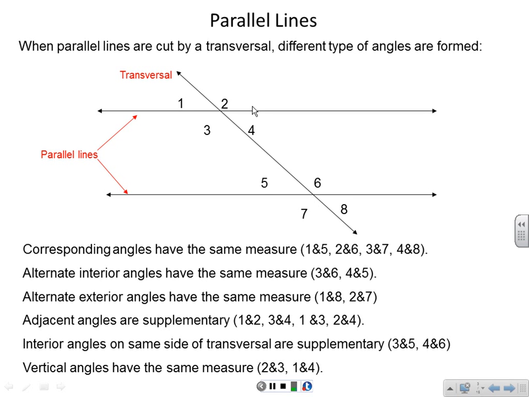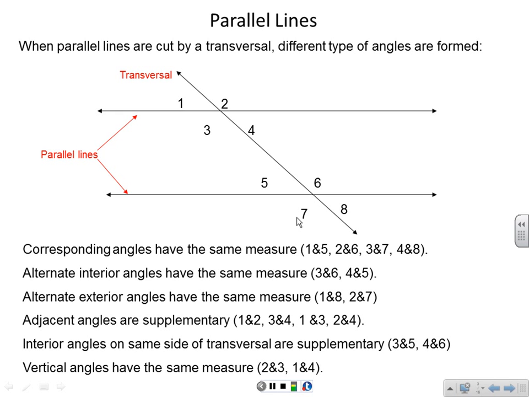Alternate exterior means that they're going to be on the outside of the parallel lines. So alternate means they're going to be across the transversal. So again, 1 and 8 are going to be alternate exterior, and they are the same measure. And 2 and 7 are alternate exterior, and they're the same measure as well.